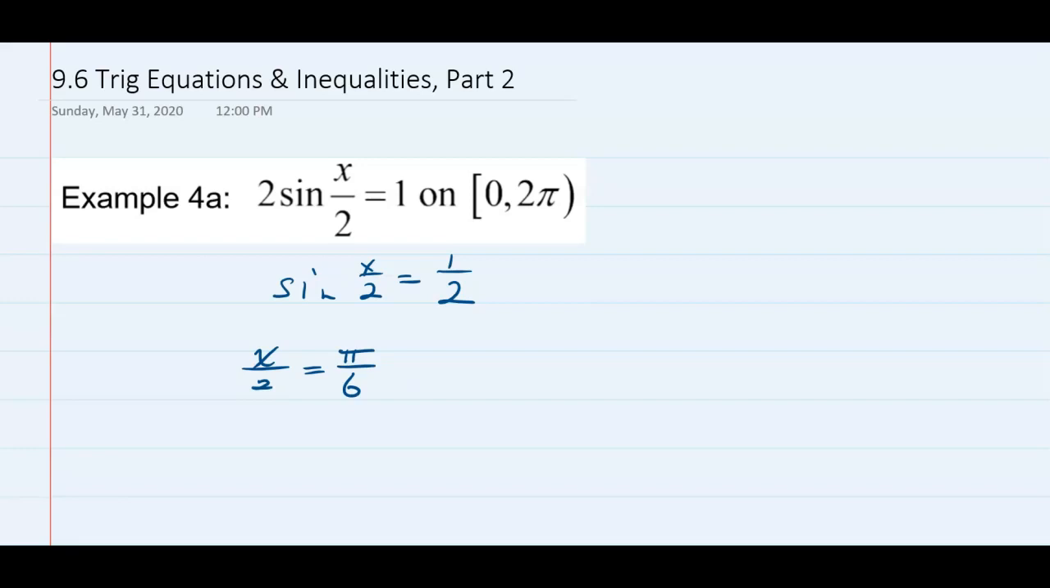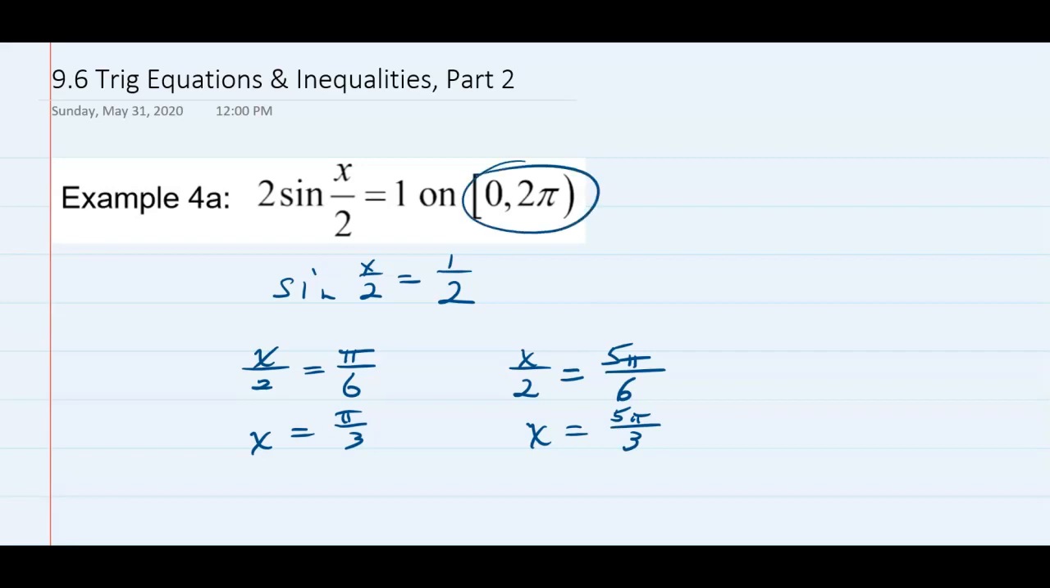And pi minus pi over 6 is another possibility, because the sine function is positive in quadrants 1 and 2. And so from this we can see that x is 2 pi over 6, or pi over 3. X could also be 10 pi over 6, or 5 pi over 3. And pi over 3 and 5 pi over 3 are both between 0 and 2 pi. So the solution set is pi over 3, 5 pi over 3.